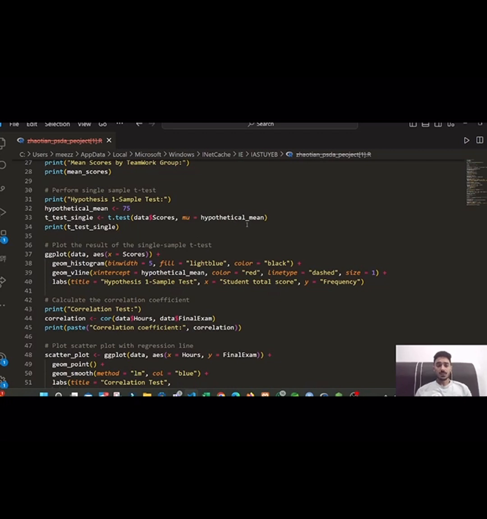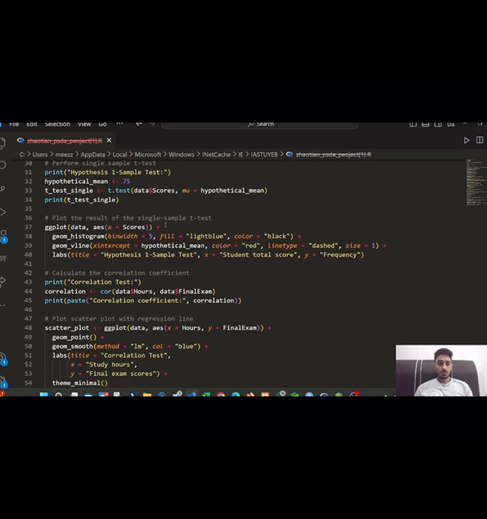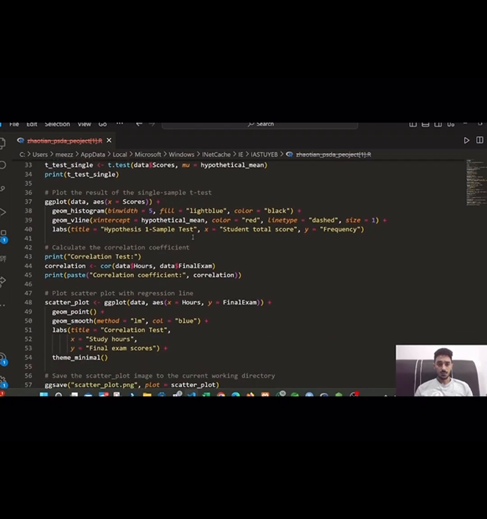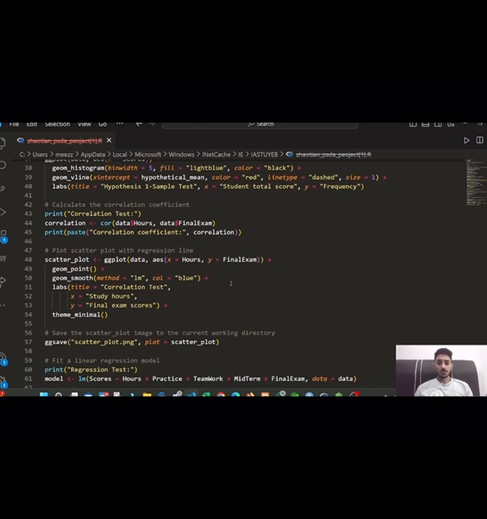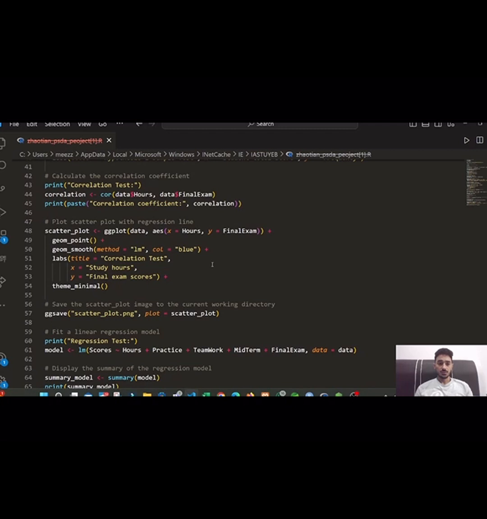For the single sample test, in order to perform it, we compare the overall student score with the hypothetical mean score, which is 75. And we declare a variable called score by using data to save the information. To calculate the correlation coefficient, we declare two variables called hours and final exam and compare between them to get the correlation coefficient for each student.